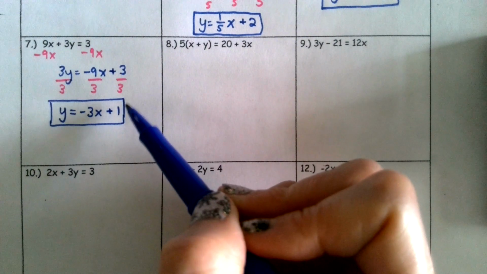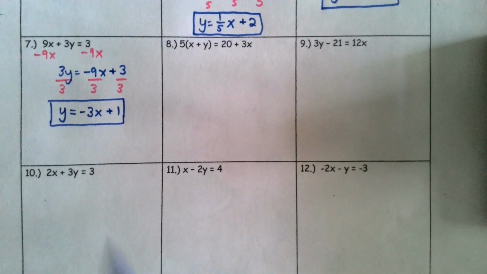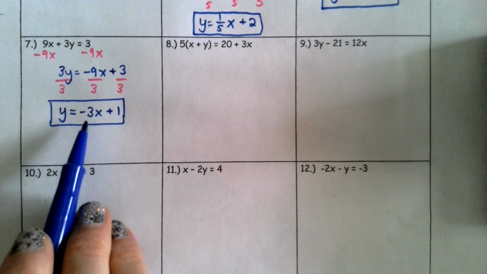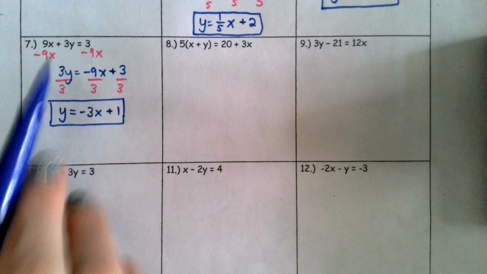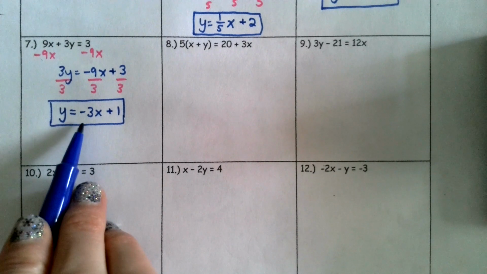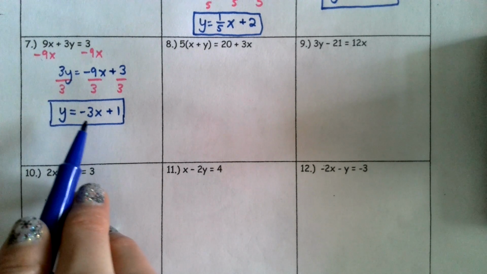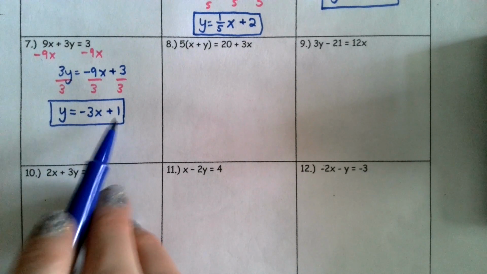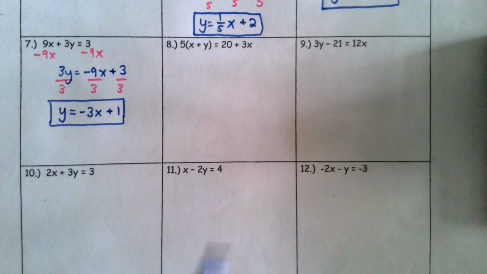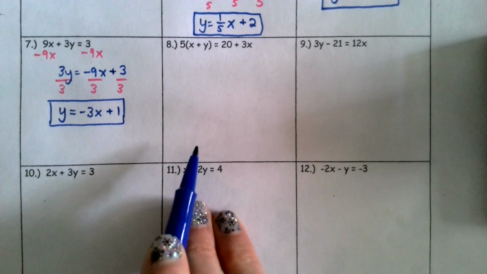So same equation, just written a little bit differently. And again, the reason we do this is so that we can graph this. It's a lot easier to graph this than some of these equations that are in standard form. So again, slope-intercept form tells us two things, the slope and the y-intercept, and then we can use that to graph.